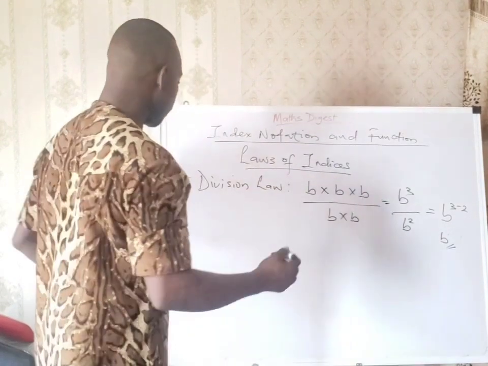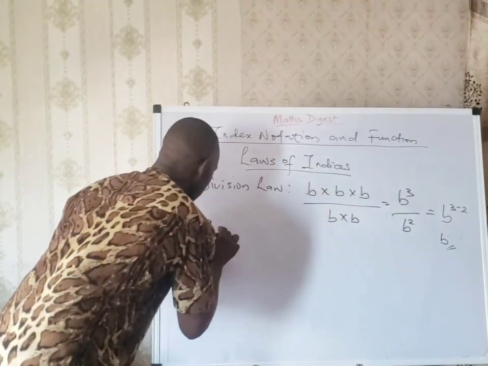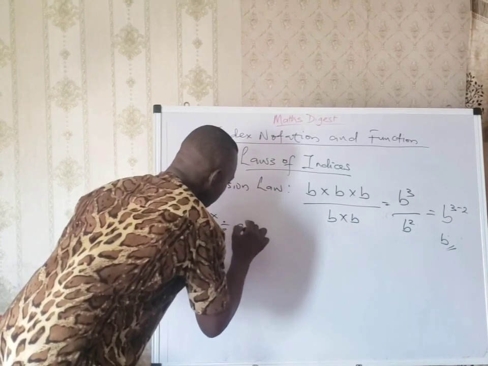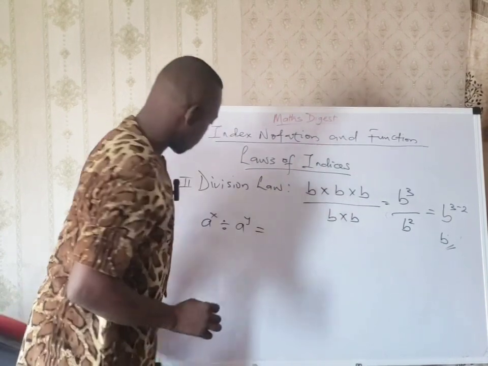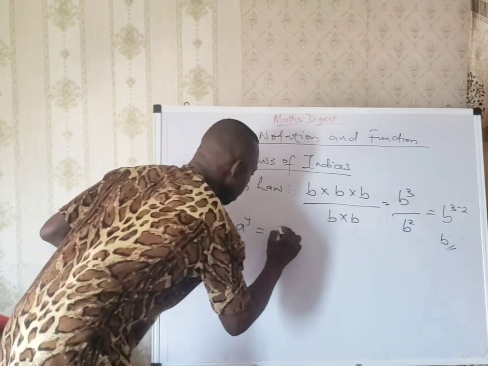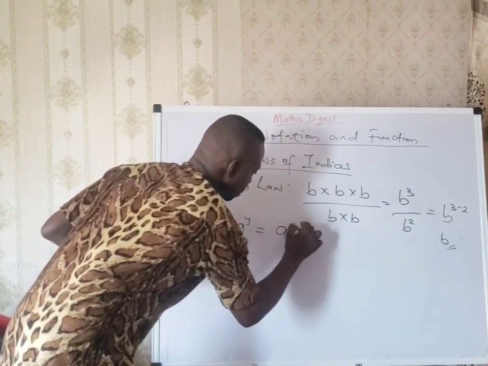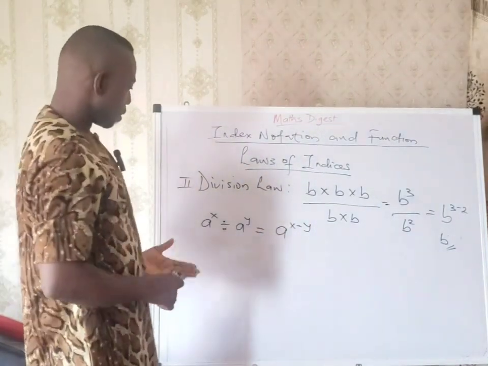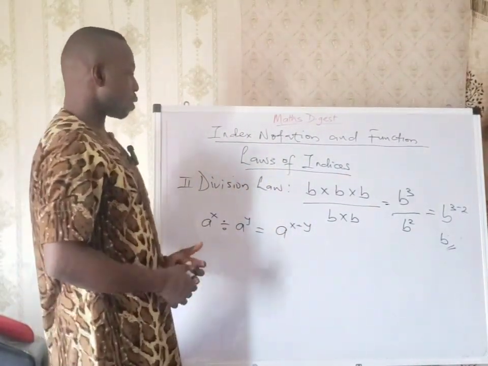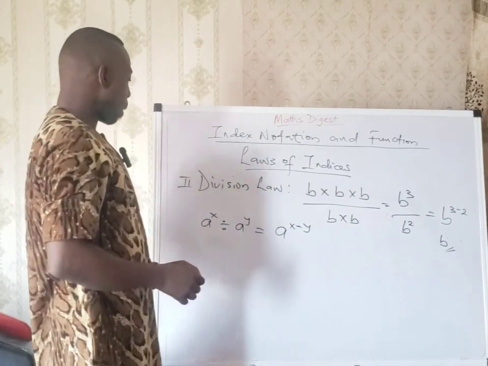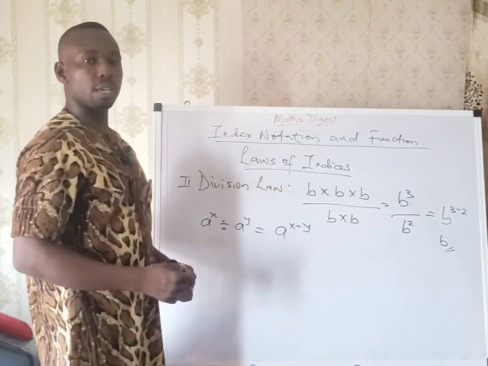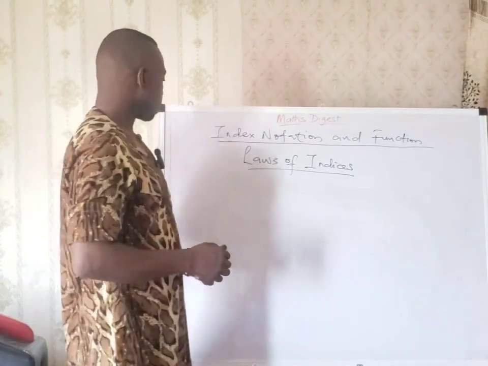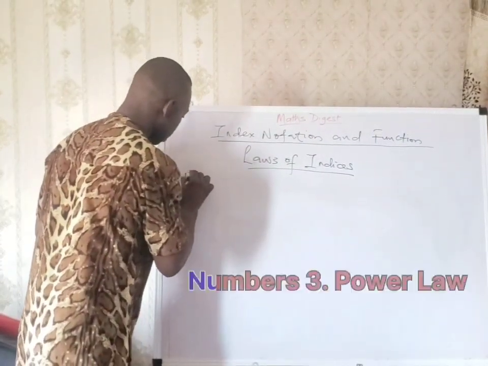Now, if you have a raised to power x divided by a raised to power y, that will simply give you a raised to power x minus y. That's in general. Now let's talk about the power law, the third law.